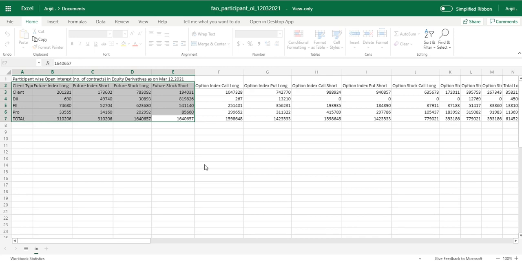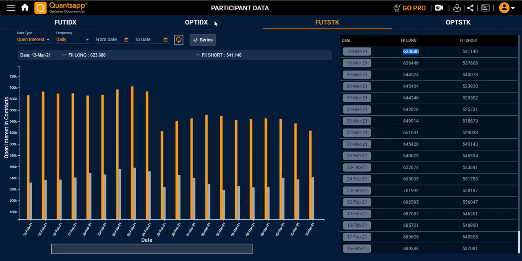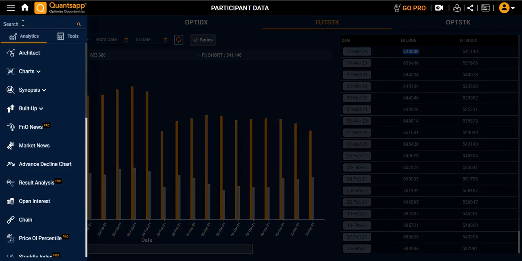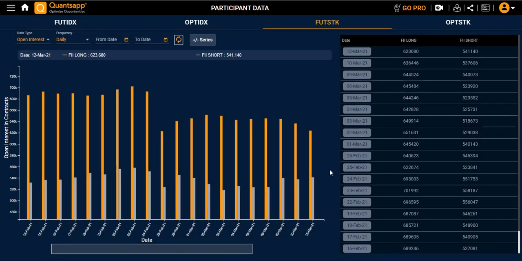Now let us look into some other options. If you go to this website called QuantSap and search for participant data, you will come to this page where you can see on one side a chart, and on the other side the date-wise positions. So FII long for 10th March was this, FII short for 10th March was this. FII long for 12th March is this, and FII short for 12th March is this.